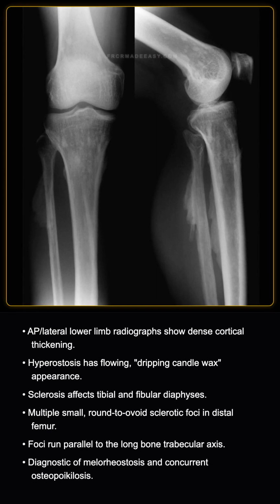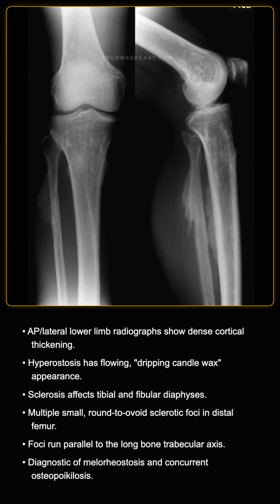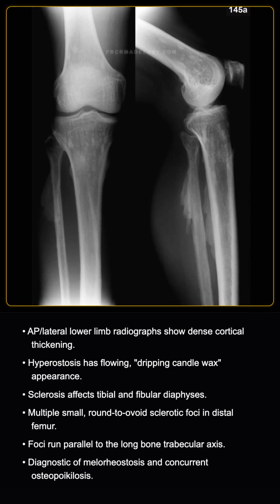cortical thickening, affecting the diaphyses of the tibia and fibula. This hyperostosis has an undulating, flowing appearance along the outer cortex, resembling dripping candle wax.